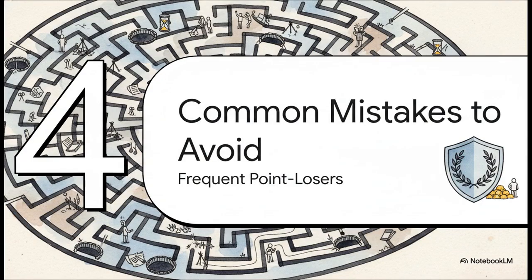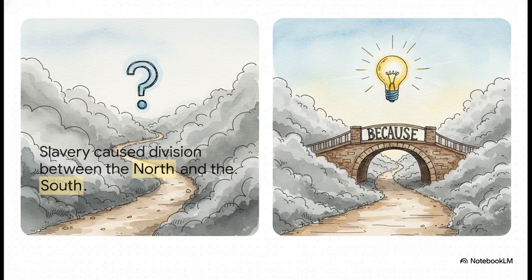All right, let's talk about the traps. AP graders see the exact same mistakes year after year after year. Knowing what they are is the best way to make sure you don't fall into them and lose easy points. A classic mistake is a vague thesis. Saying slavery caused division is, yeah, true, but it's not an argument. It doesn't explain anything. The fix is so easy. Just add the word because. That one little word forces you to explain the why or the how, and boom, you instantly have a line of reasoning that can earn the point.